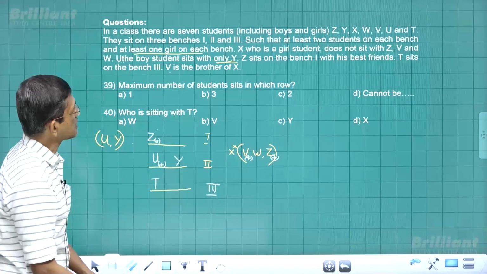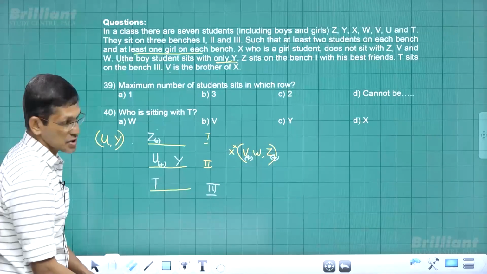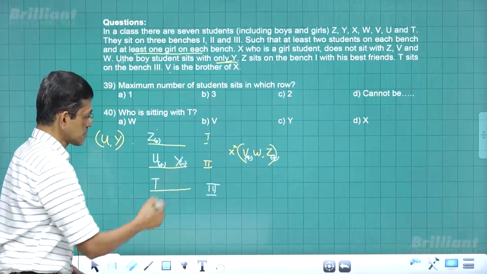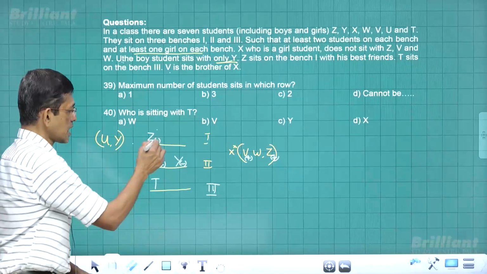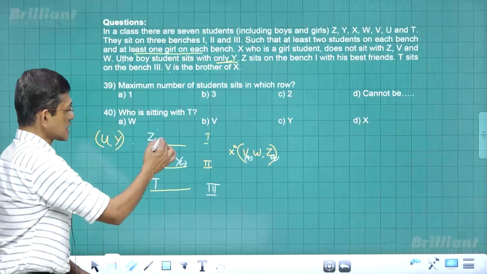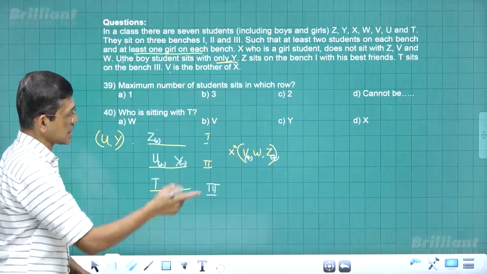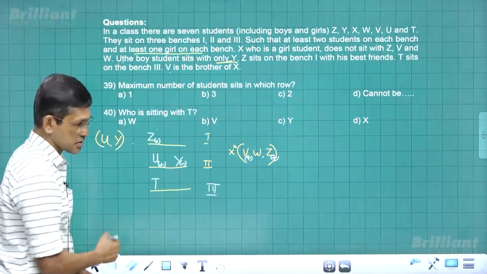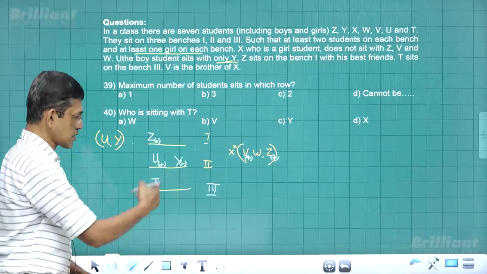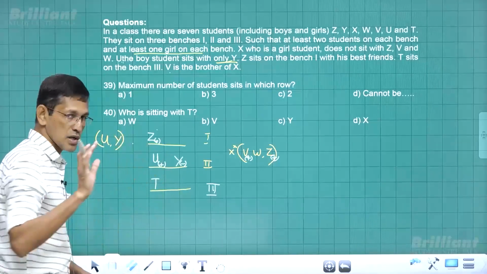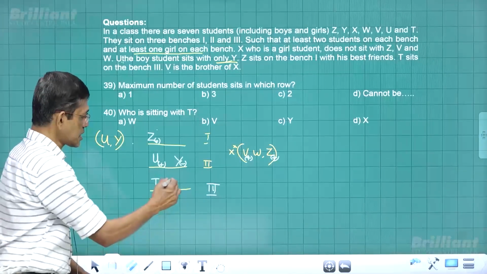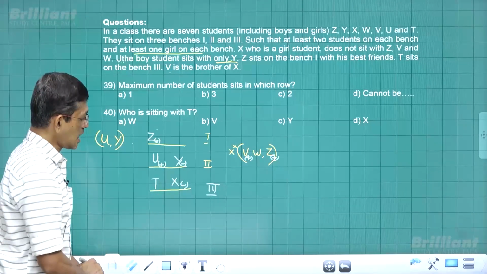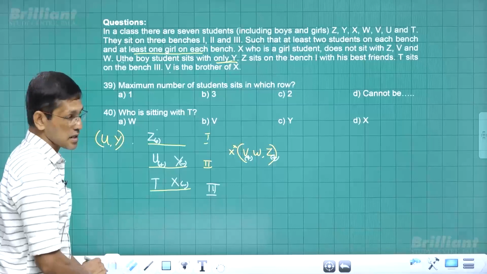Now, we have one more condition given: at least one girl on each bench. In this case, U is a boy, so Y must be a girl. And on bench number 1, we have Z, a boy, so we need at least one girl on that bench. But X cannot sit on that bench, because X and Z cannot be on the same bench. Now, where is X? X cannot sit on the second bench, because U and Y are the only two people on the second bench. And how about the third bench? Yes, X is on the third bench. And X must be a girl, that's what is given.